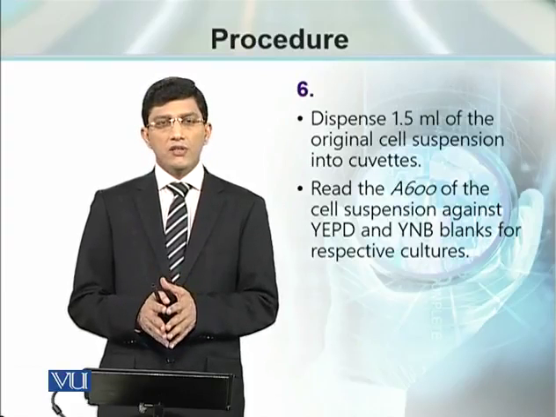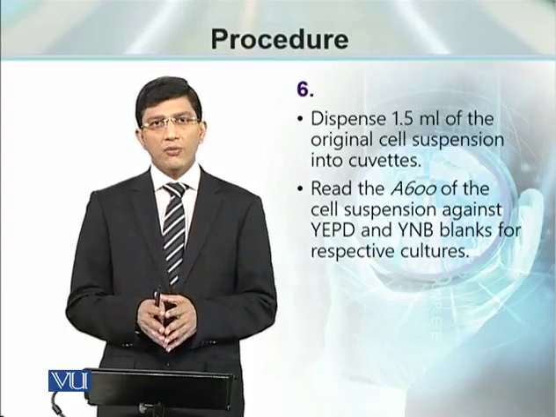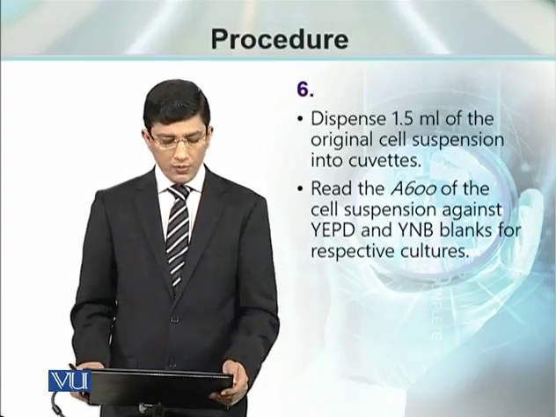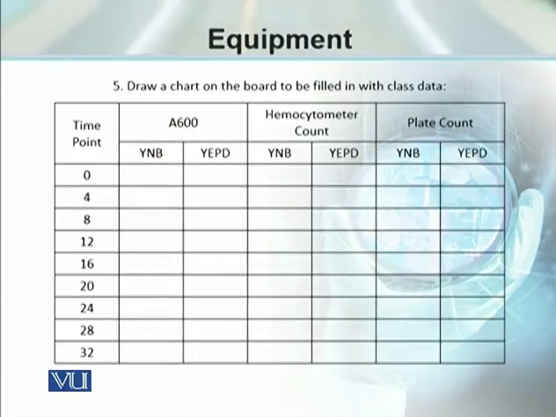In both the conditions, with the minimal media and with the complex media, note down the absorbance value, and all these observations should be recorded in this kind of table. In the minimal media, in the complex media, absorbance at the given time interval should be recorded. The hemocytometer count of the samples should be recorded, and the plate count or the colony count should be recorded. Now this is the data which will help you to construct a growth curve.